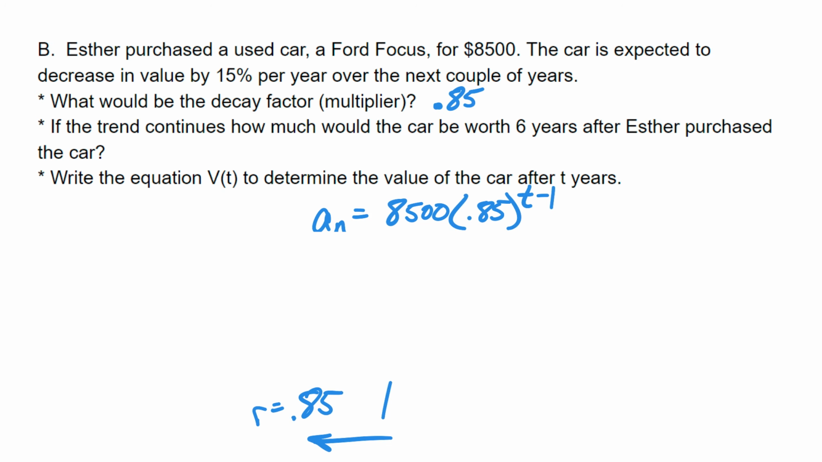So this is actually the equation. My equation's technically wrong because the instructions say call it VT, value over time. So I'm going to make that change. And then if the trend continues, what would it be worth 6 years after? Well, 6 years after would be the 7th year. I've already taken this and put it in my calculator. So all I've got to do, you can do the same or you can trust me.